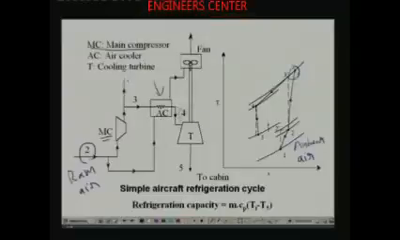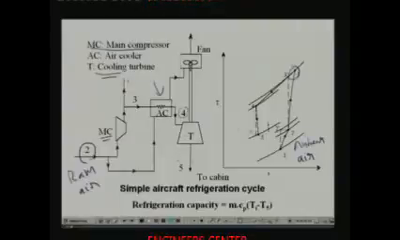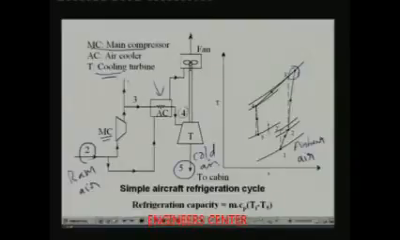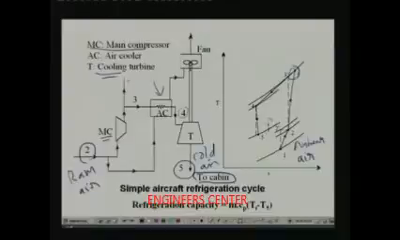At point 4, it enters the cooling turbine T and undergoes expansion process 4 to 5. As you know, at point 5 you have very cold air. This cold air at point 5 is released into the cabin directly. In the cabin it picks up heat, and by the time it comes out of the cabin, its condition will be at point I. So process 5 to I is what has happened in the cabin.